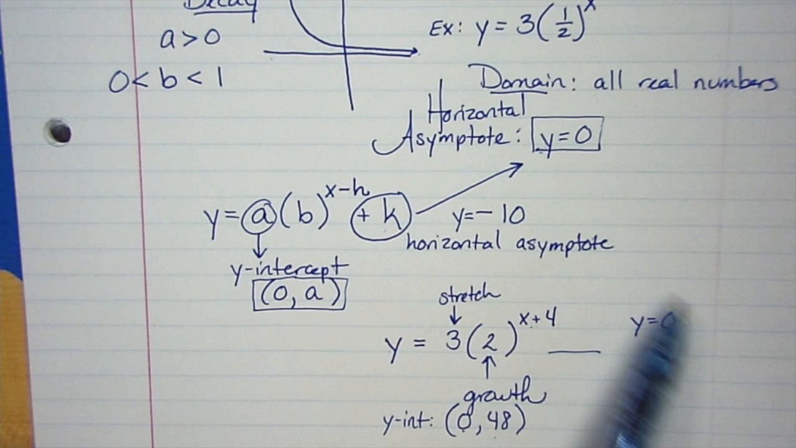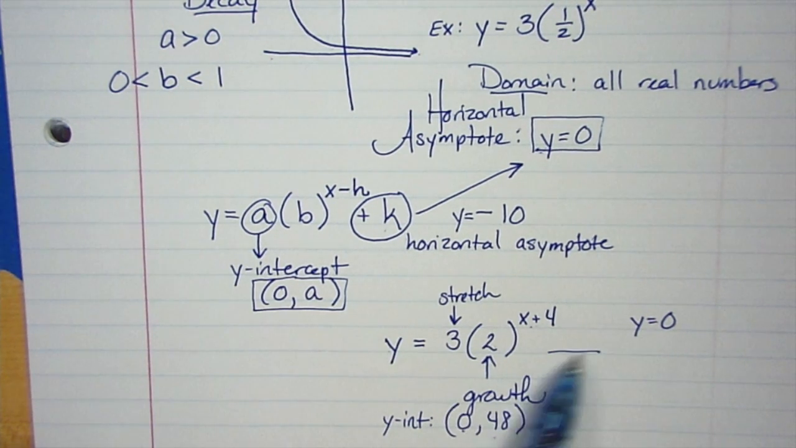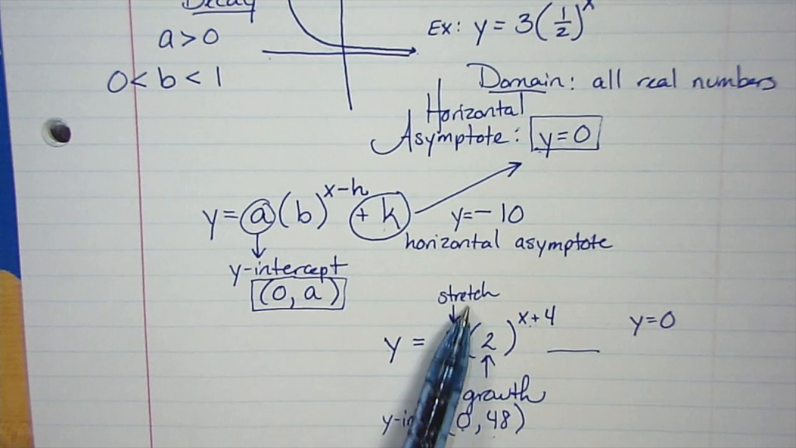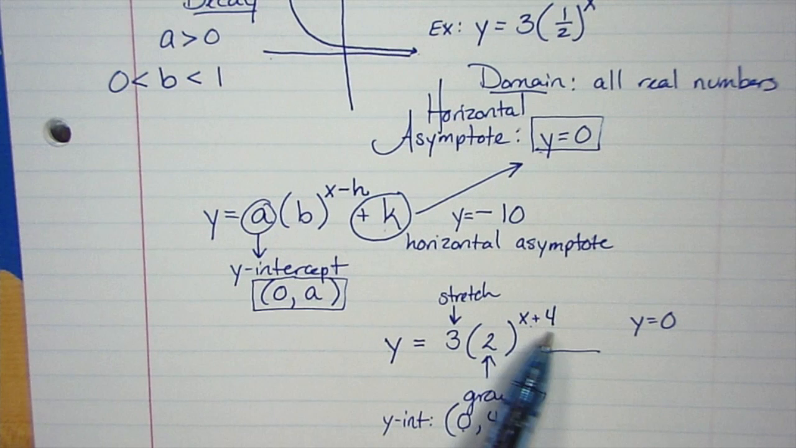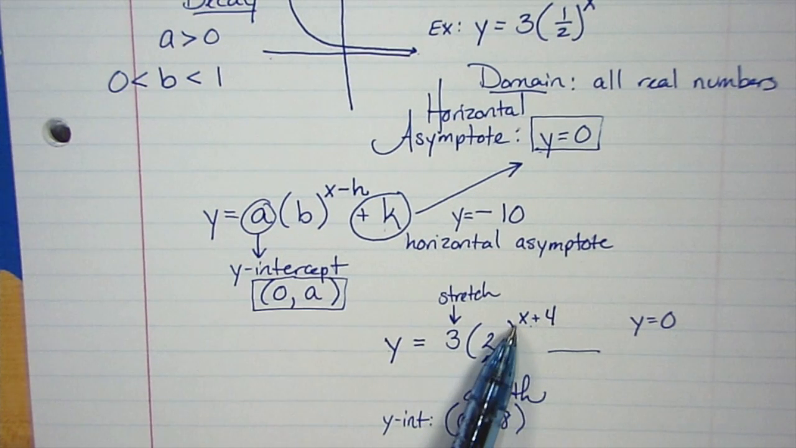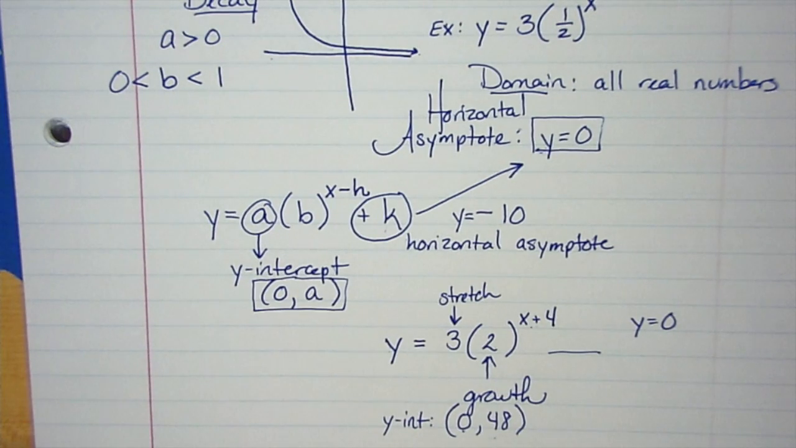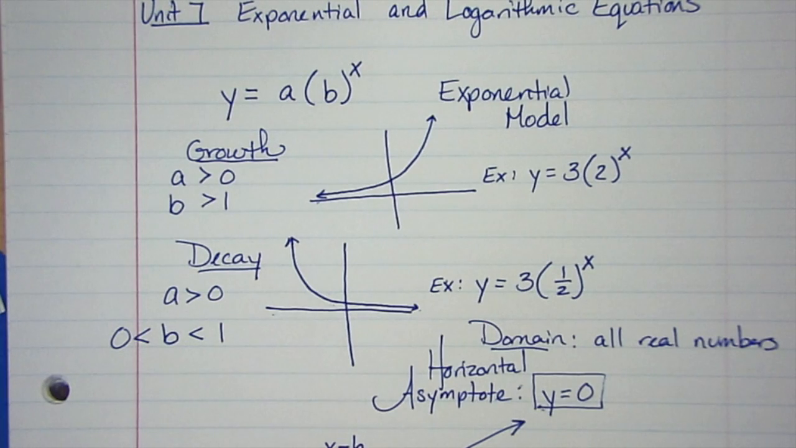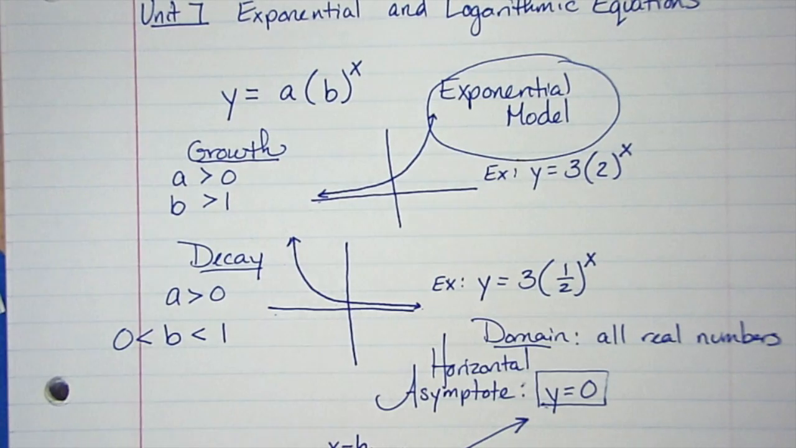Then we talked about an example of what an equation might look like, how to locate the horizontal asymptote, identify growth or decay, stretch or compression, and then with this shift to the left 4 units, we needed to plug 0 in for x to solve for our y-intercept. And that is a summary of exponential models. In the next lesson, we're going to discuss the relationship between an exponential model and a logarithmic model.